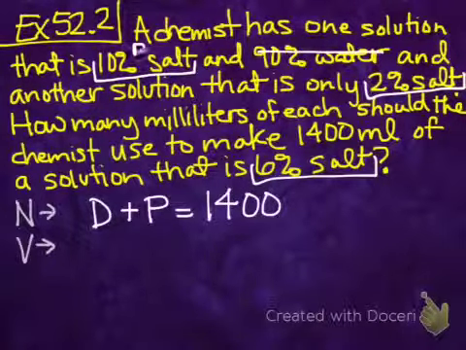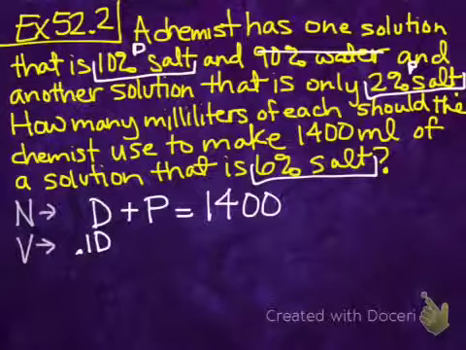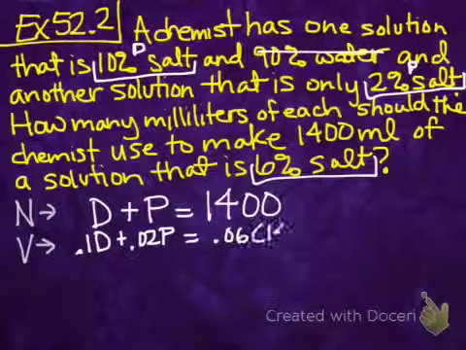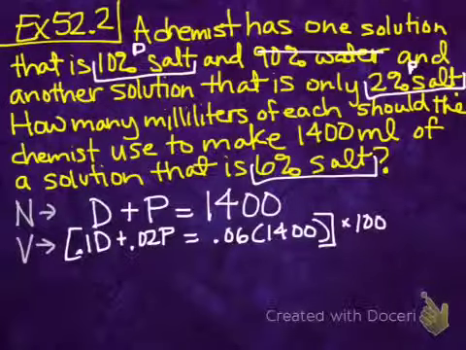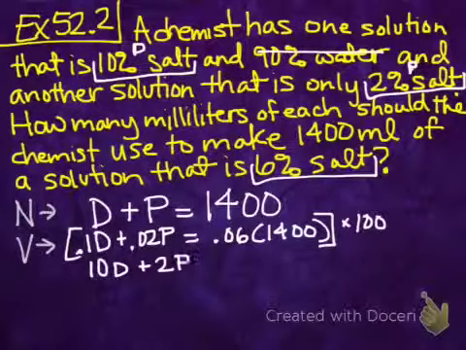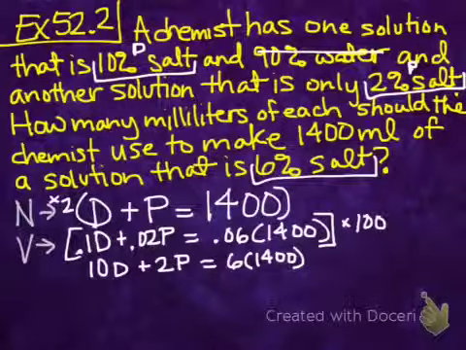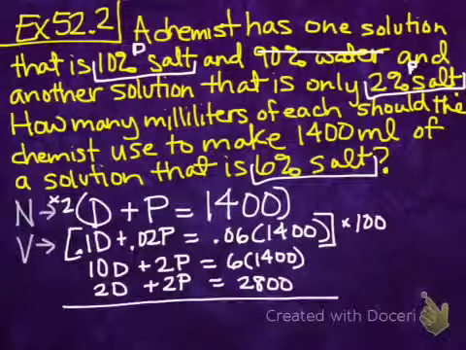So 10% salt, so that's what you dump, and 2% salt is what you pour, and then the last 6% is the total. So 0.1D plus 0.02P equals 0.06 times 1400. To get rid of those decimals, multiply everything by 100, so you end up with 10D plus 2P equals 6 times 1400. And then we want to do elimination, so up above we'll multiply everything by 2, so you get 2D plus 2P equals 2,800, and now we can subtract.